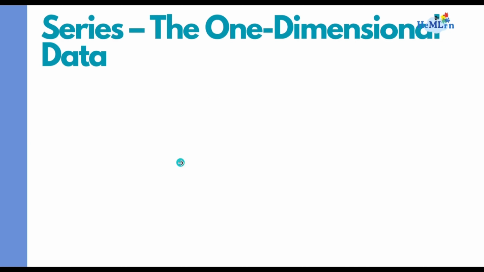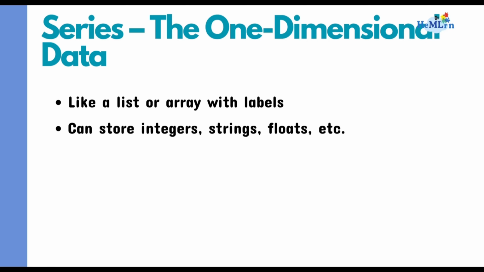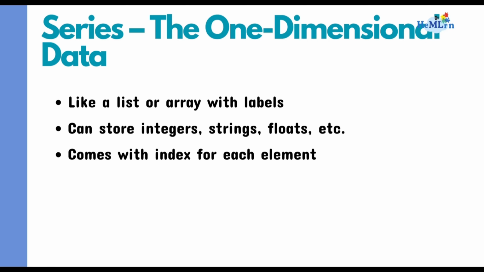So next, Series. What is meant by a Series? A Series is one dimensional data, like a list or array with a label. We know Python has a list, which is a sequence of data with continuous memory allocation. It can also store integers, strings, and floats at any time. It comes with an index for each element. We already know that an array has elements starting from index 0, so we can directly access them. Like that, Pandas also supports this.